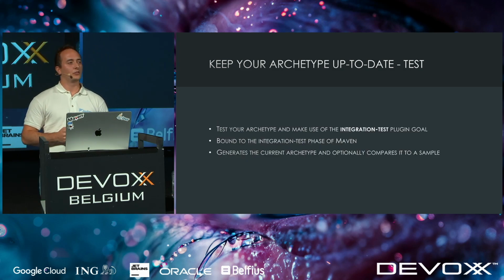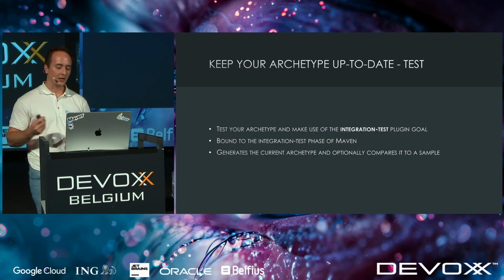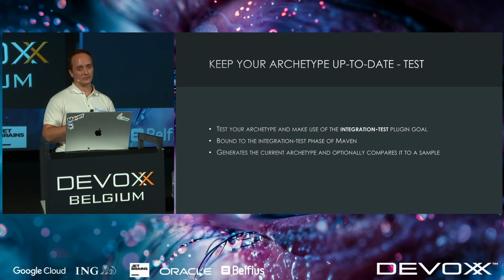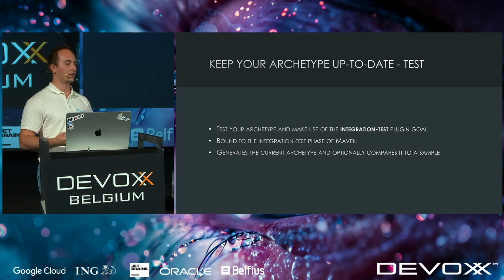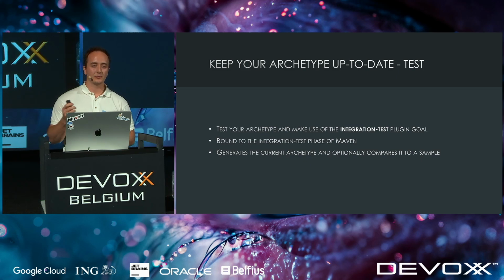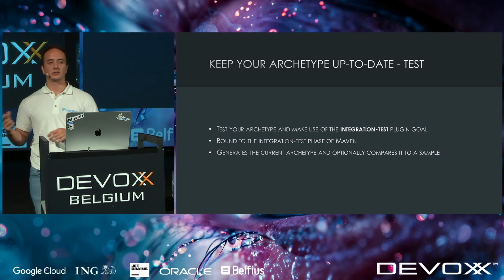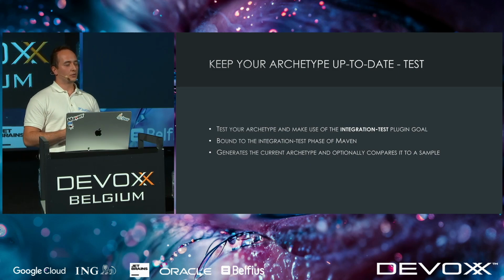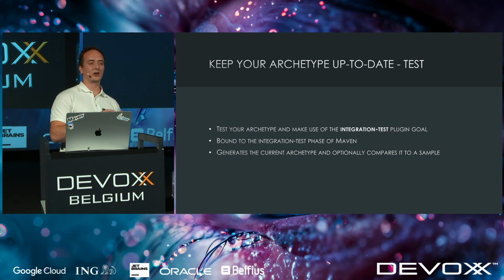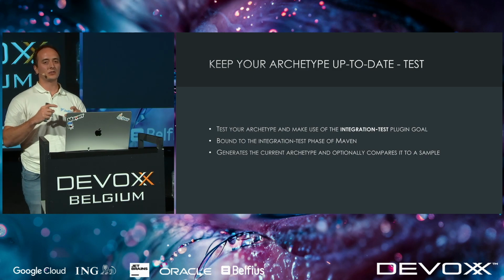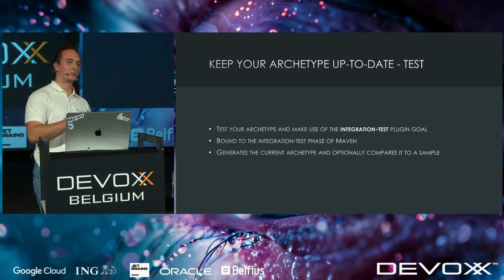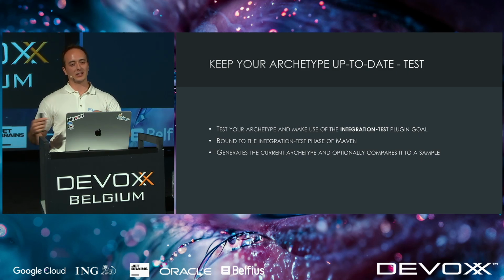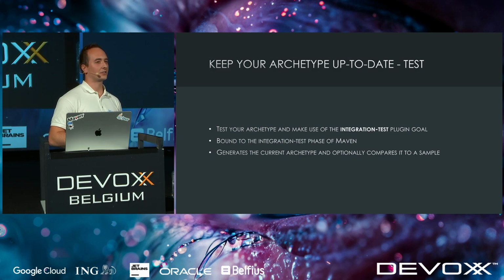You also want to test your archetypes. I mean, testing is key, and tests allow you to validate whether or not it still works, right? So the archetype plugin has the integration-test goal, which allows you to build the archetype and then use the archetype you've just built to generate a project for you, and that all within the same Maven build. It's pretty interesting how it works, but it's actually a good way to test your archetypes.